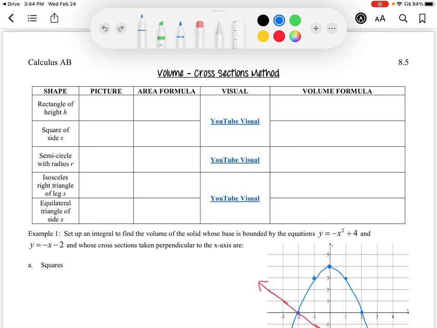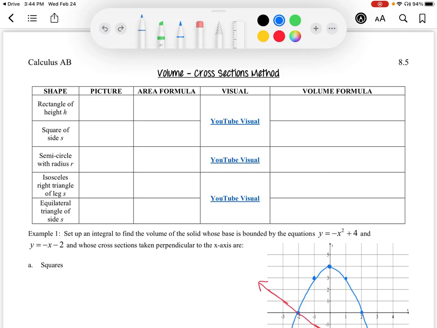Hey guys, today we're looking at 8.5, which is our last new topic. So what we are doing is volume again, but this time it's the cross sections method. Basically, I've got some YouTube videos here that we can look at. We're going to take a specific shape and that's going to determine what our volume is going to look like.